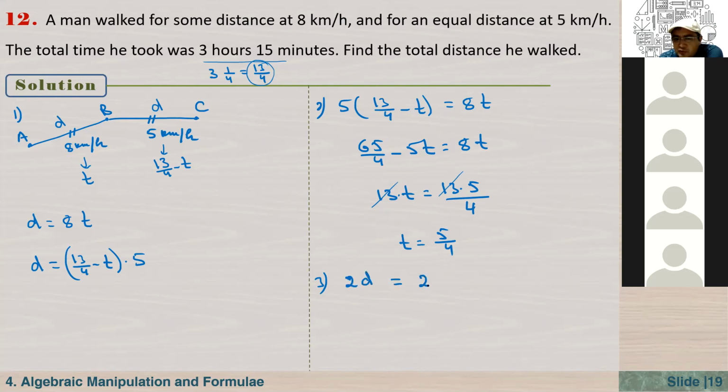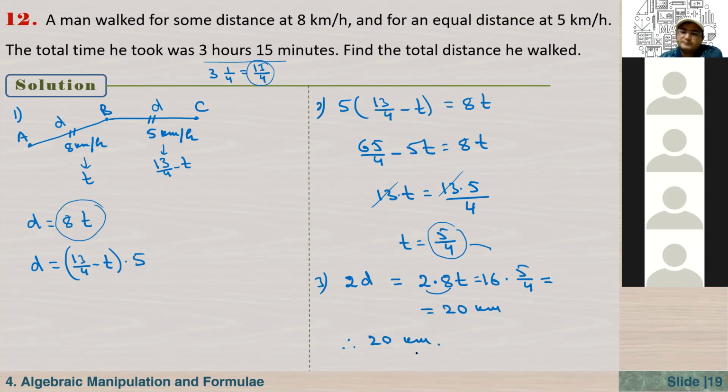And that's equal to 2 times, what's our d? Our d is 8t. So here we have 8 times t. That's equal to 2 times 8, which is 16. And what is our t? We have just found it here, right? Substitute 5 over 4 here. If you simplify this, that's equal to 20 kilometers. So the total distance he walked was 20 kilometers. Okay?